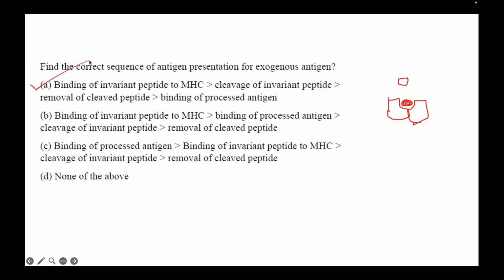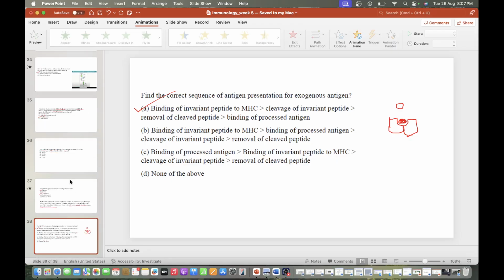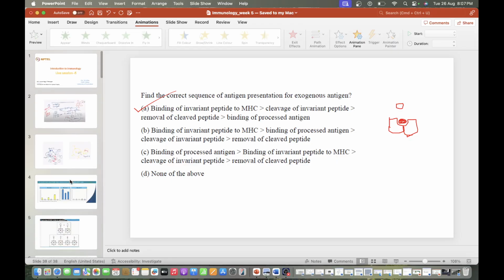Is it clear? It's clear, or is there any confusion? Do you have anything to ask from this session?